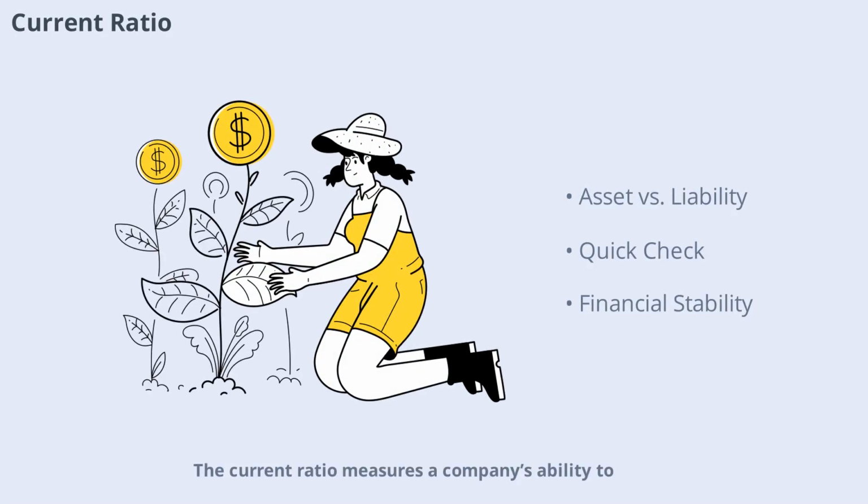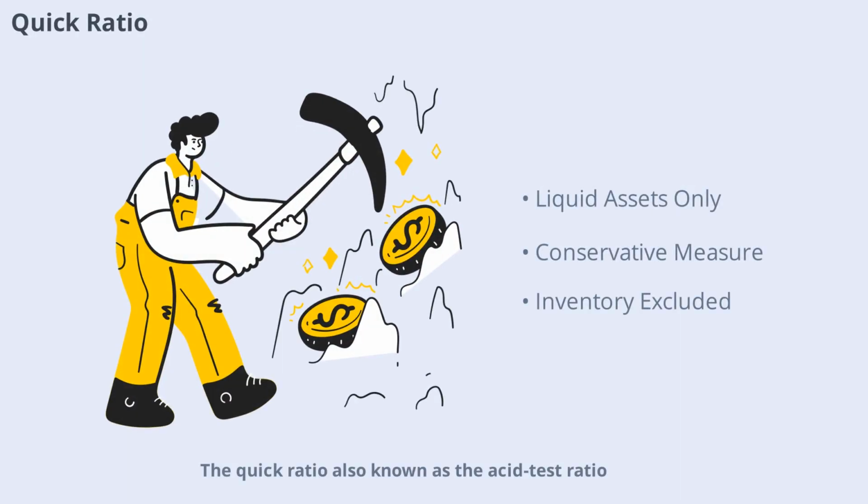Current ratio measures a company's ability to pay its short-term liabilities with its short-term assets. It's calculated by dividing current assets by current liabilities. A ratio above 1 means the company has more assets than liabilities, which is generally a good sign. However, a too-high ratio might indicate unused resources. This ratio is a quick way to check if a company can handle its bills and obligations in the near future.